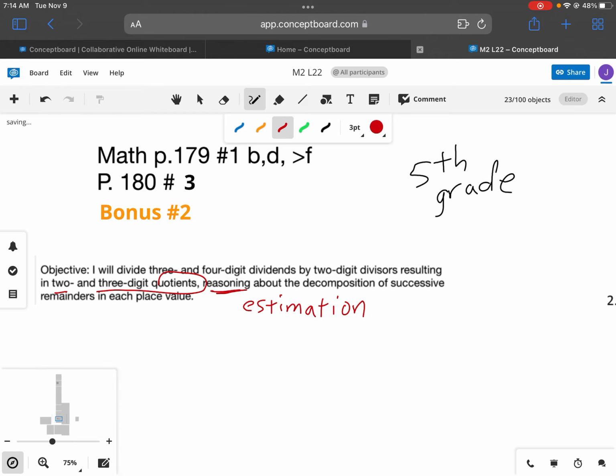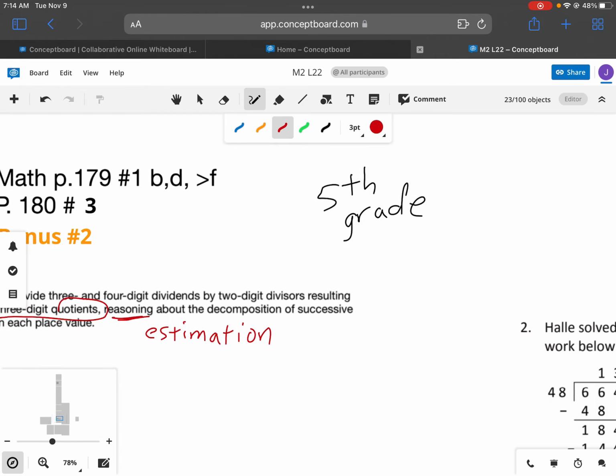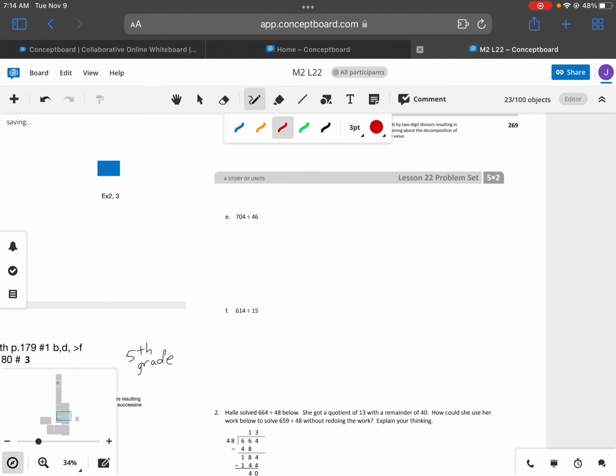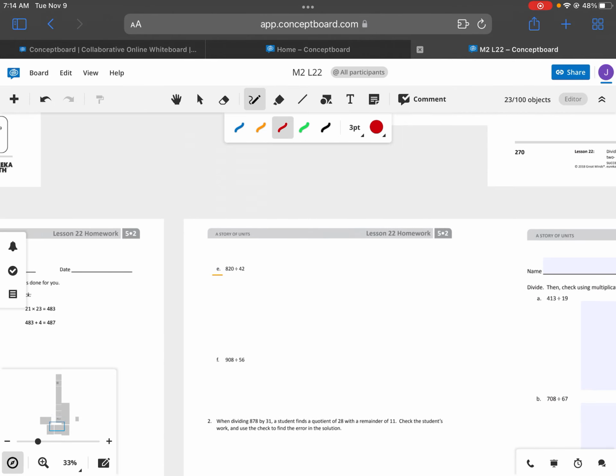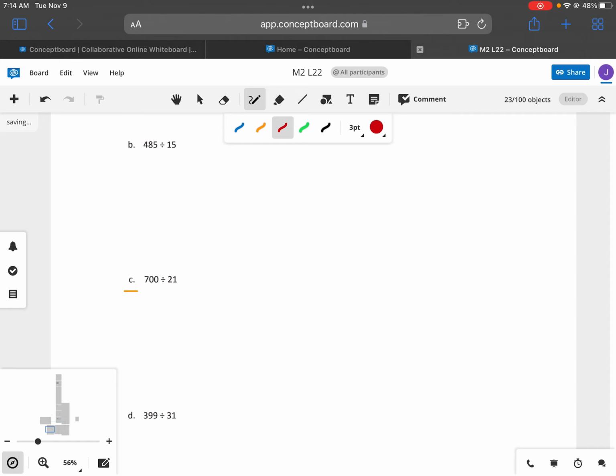So estimation is our friend. So let's get started. All right, so first I'm going to start off with the homework. I'm going to be doing some of the problems that are not for homework. Okay, so first things first, so we're going to start off here.